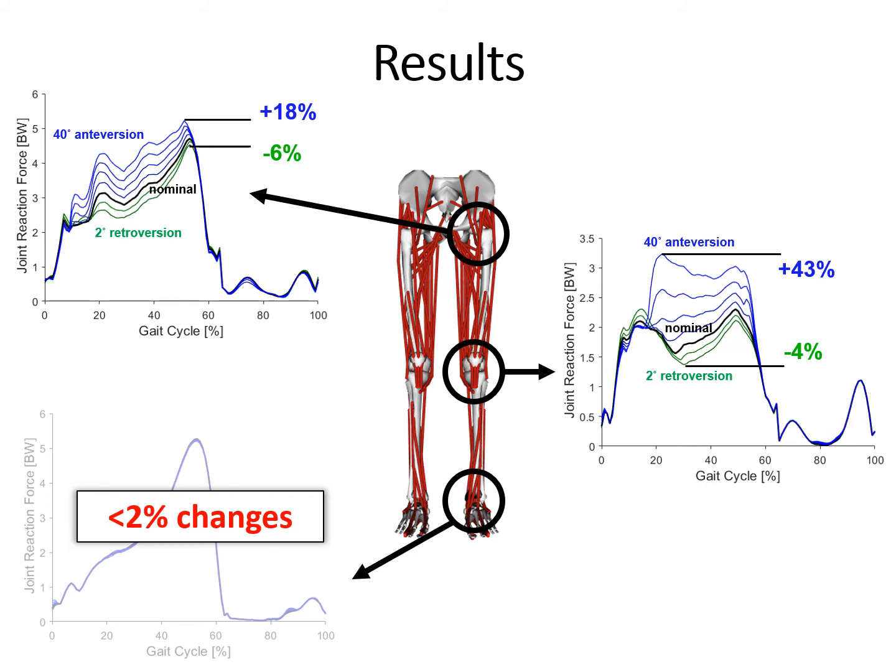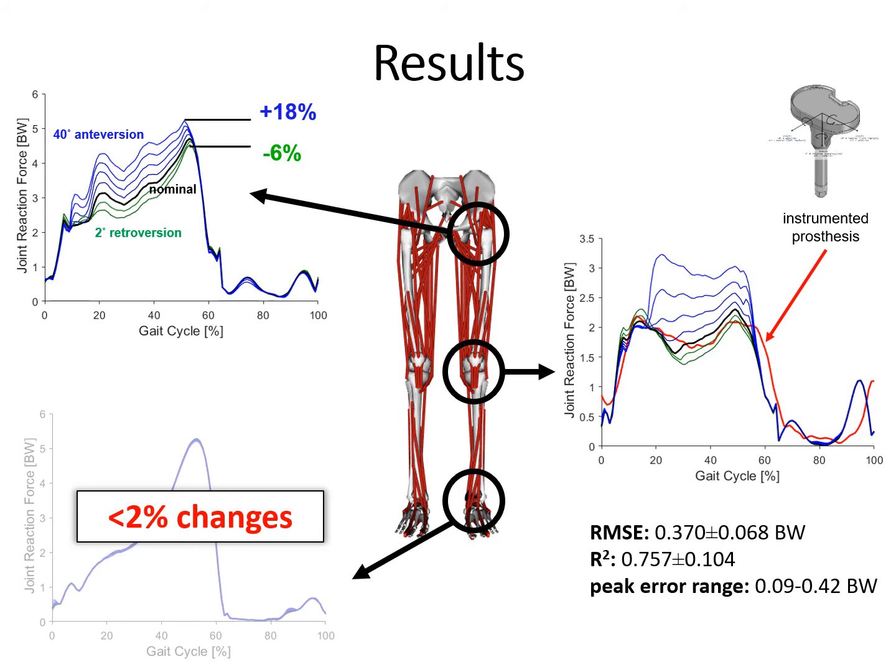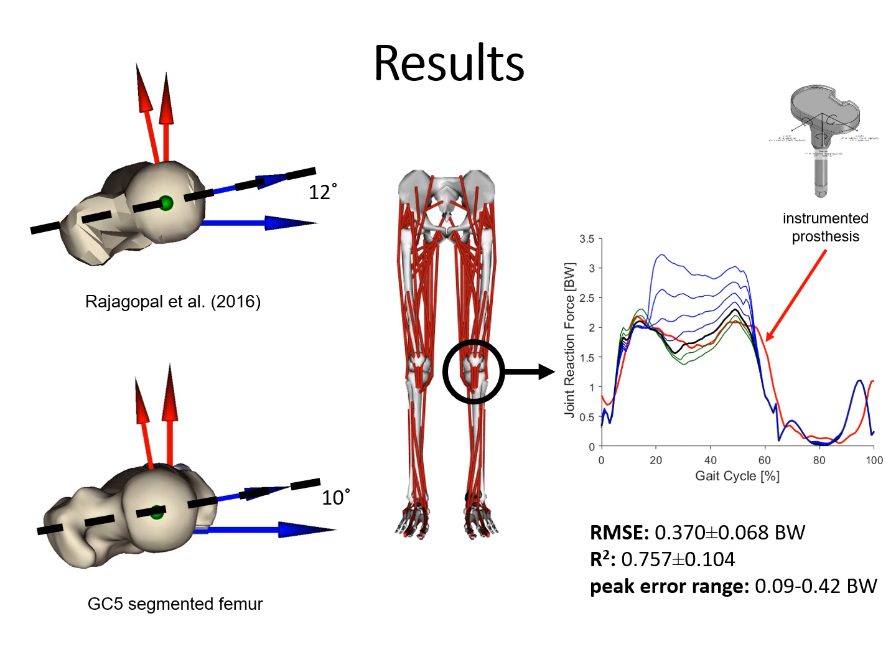For this joint, we were able to quantify the accuracy of the predictions and identify the most accurate models. We found that the models with femoral anteversion between 5 and 12 degrees were the most accurate, and their simulations produced root mean square errors and coefficients of determination, R squared, comparable with more sophisticated models in the literature. The peak error range was between 0.09 and 0.42 body weights, depending on the peak of interest and the trial. The most accurate models were also those presenting femoral version closer to the actual bone of the subject, estimated from the segmented computed tomography scans.